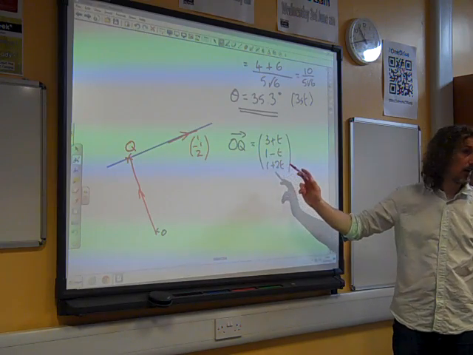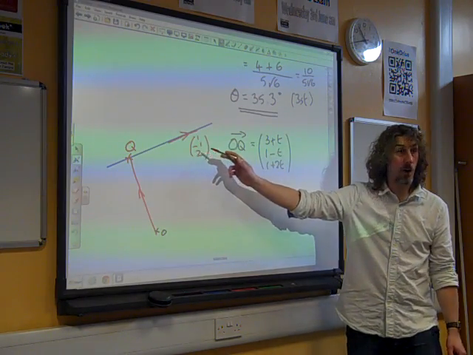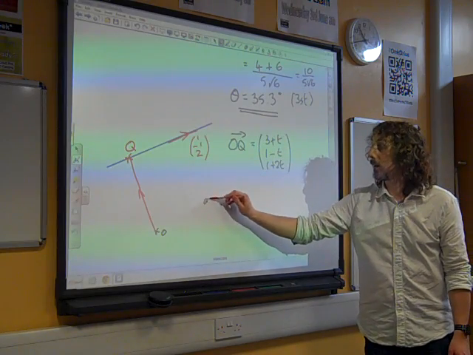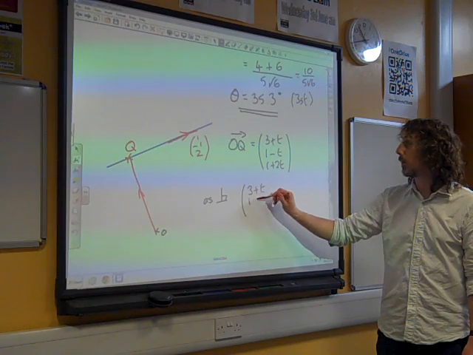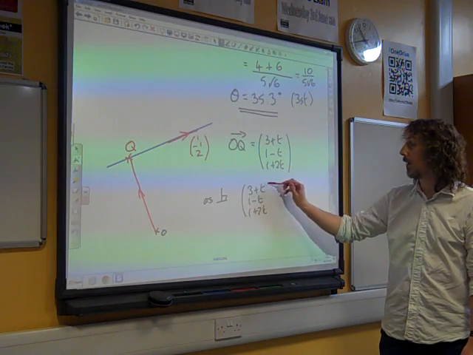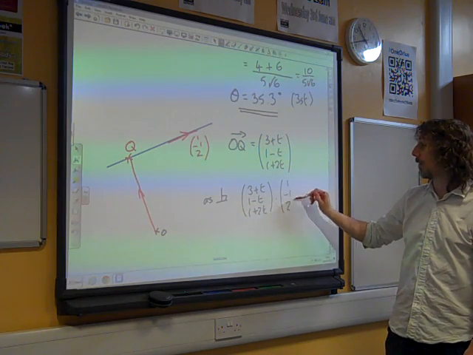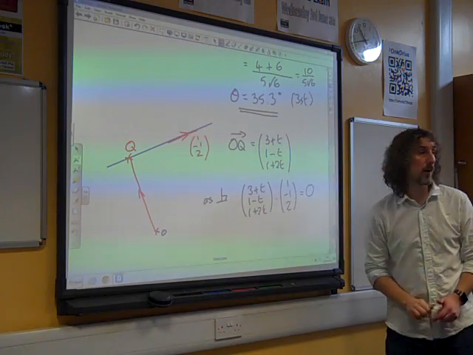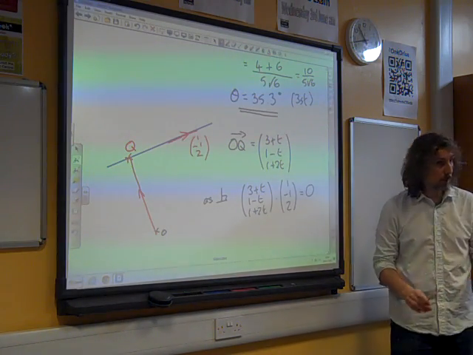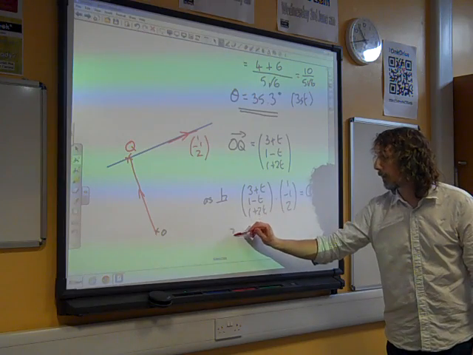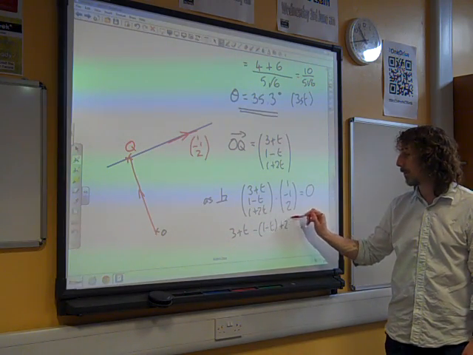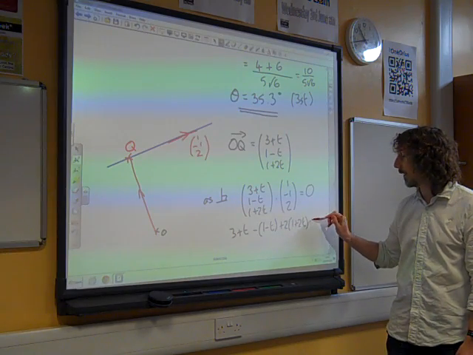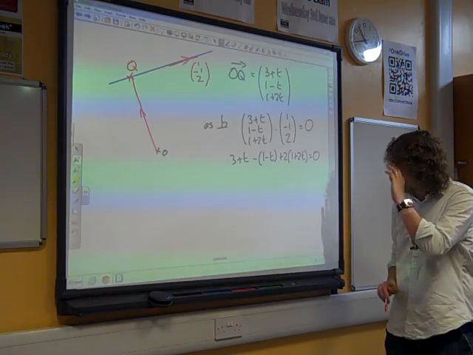That's how we're going to represent the position vector of Q. It's just another way of writing the equation of the straight line. So that vector is perpendicular to that vector, so its dot product is 0. So (3 plus t, 1 minus t, 1 plus 2t) dotted with (1, minus 1, 2) is going to give us an answer of 0. If we multiply this through, then we've got 3 plus t, minus 1 minus t, plus 2 lots of 1 plus 2t gives us 0.